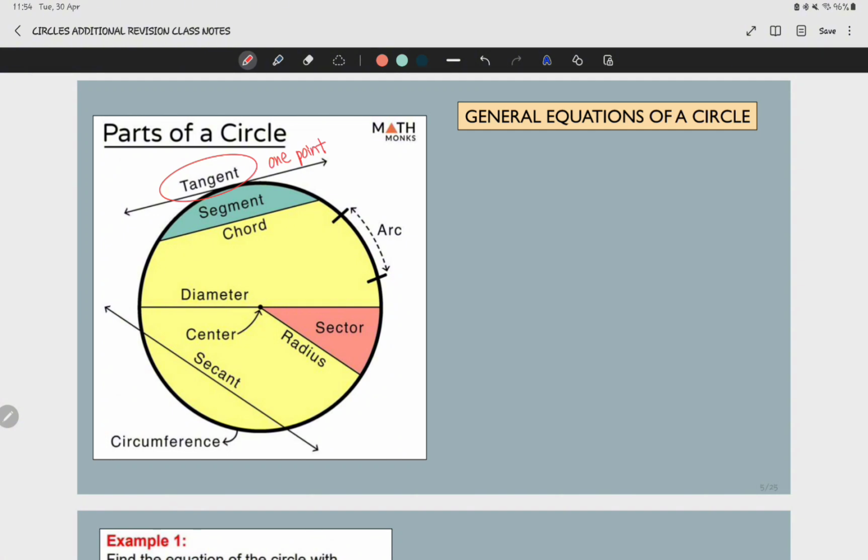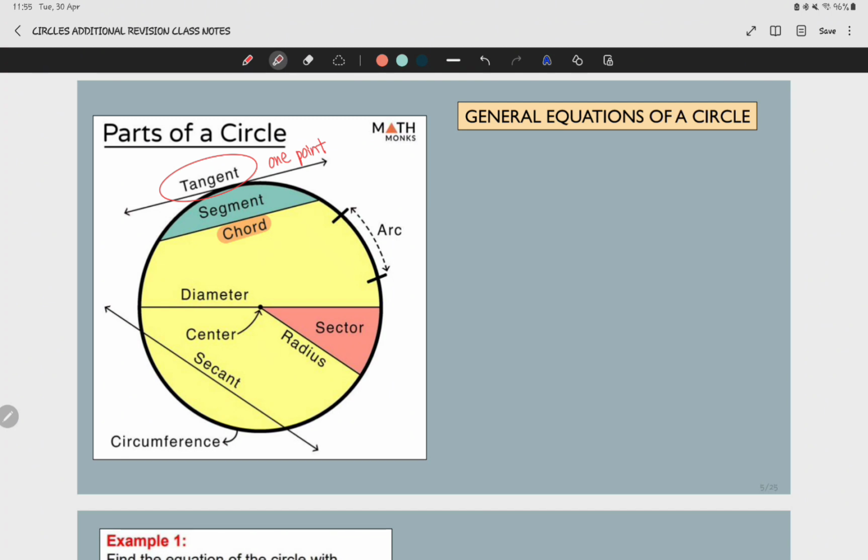Next, arc. You need to know the formula that we learned before, the length of arc, theta over 360 of the circumference. Go and revise that. What is a chord? A chord is a straight line that cuts 2 points of the circumference of the circle. It is not the radius or the diameter, because it does not intersect at the center point. It only cuts at 2 points on the circumference.